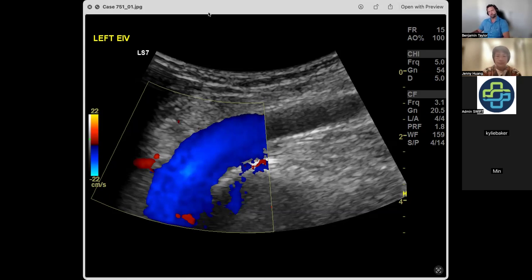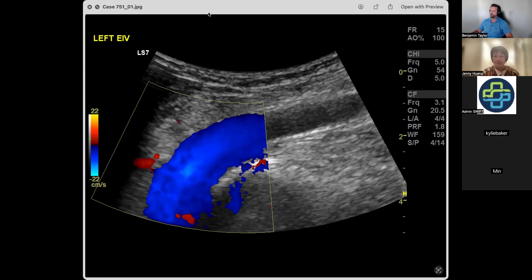How much of the lumen is filled with colour? All of the lumen is filled with colour. Is that good or bad? I think that's good. Right. So that's basically what we're looking for on that. There is flow, and it fills the lumen.